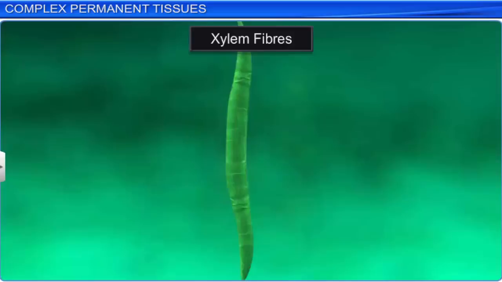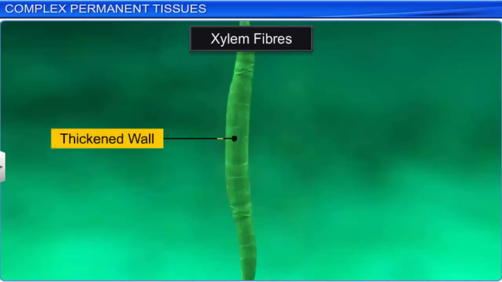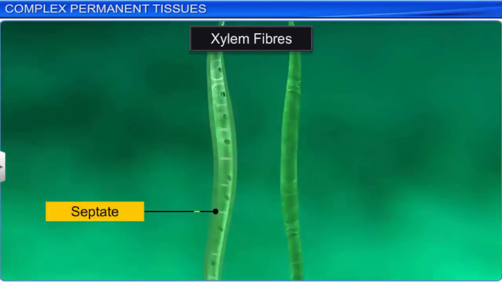Xylem fibers are sclerenchymatous fibers associated with the xylem. They have highly thickened walls and obliterated central lumens. These may be septate or aseptate.